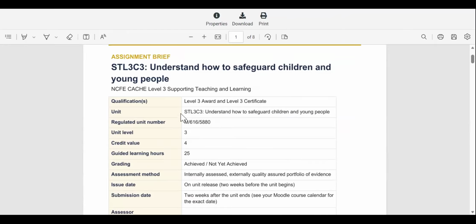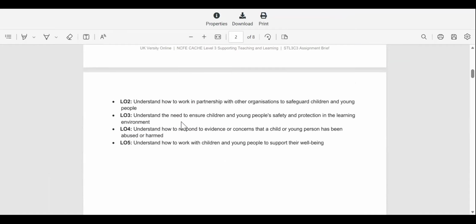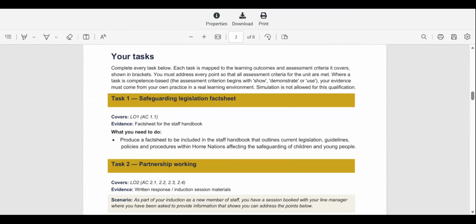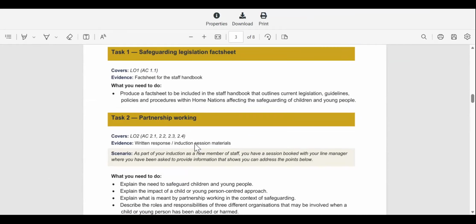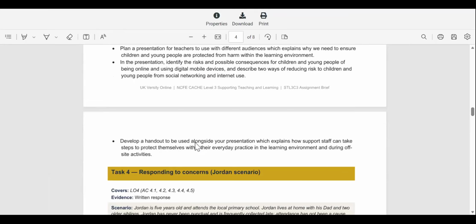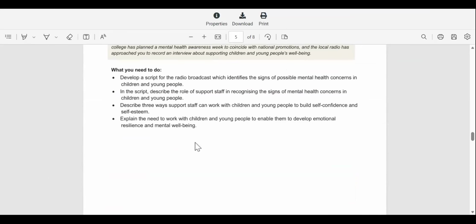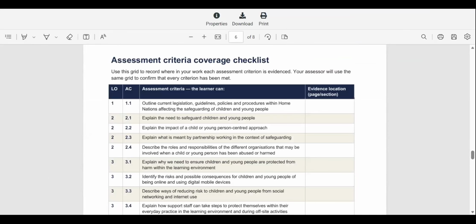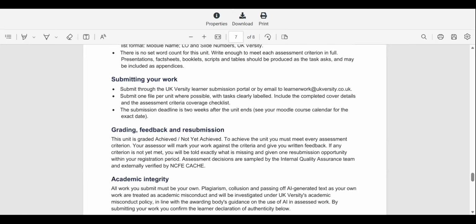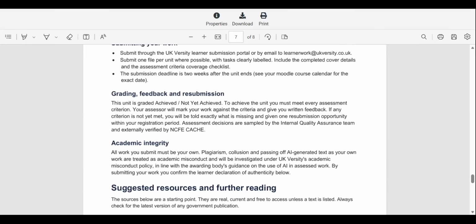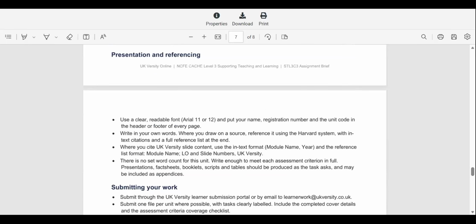It gives you the tasks, the qualification, and what you are expected to do in each task. So you've got task 1, task 2, task 3, task 4 and task 5. This looks at the assessment criteria, and this is a record for the assessor. So this is how it's graded, and this information is available for you online. Is that okay, Christina?